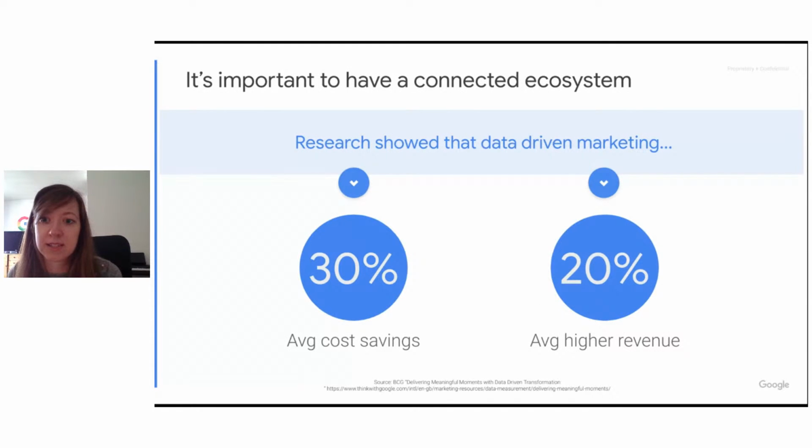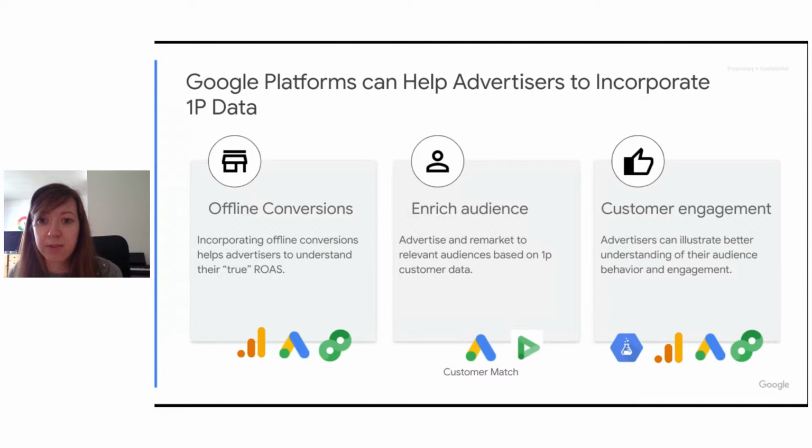Building a connected system and using data from interactions can lead to an average cost saving of 30% and an average higher revenue of 20%. Google platforms can help advertisers to incorporate these first-party data in different ways today. In Google Analytics, Google Ads, or Campaign Manager, you can integrate or upload offline conversions to get a better understanding of your true ROAS. With Customer Match in Google Ads, you can use first-party data to remarket to relevant audiences. And in Data Studio, Google Analytics, and Google Ads, you can illustrate and get a better understanding of your audience behavior.